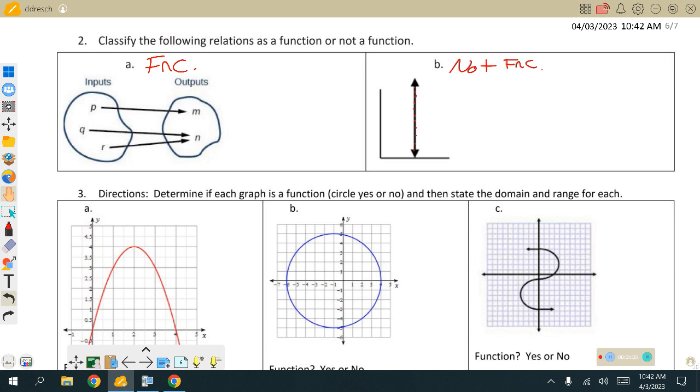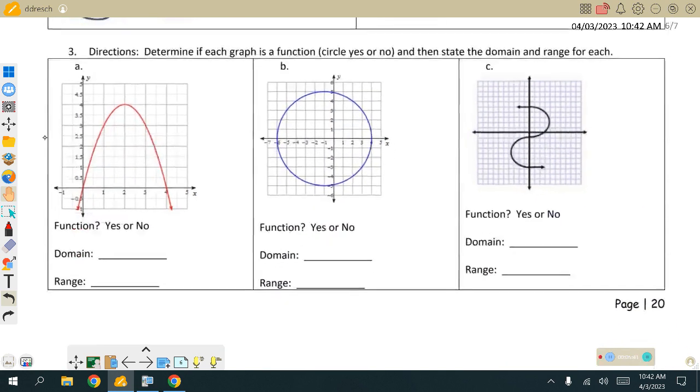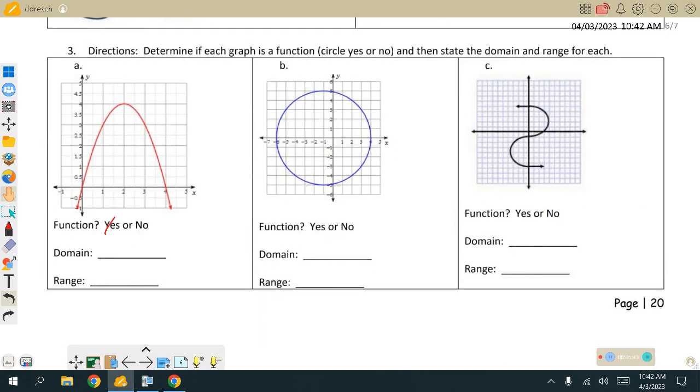Okay. All right, take number 3, walk it across quick. A, B, C, function yes or no? Number 3: A, yes. B, C.